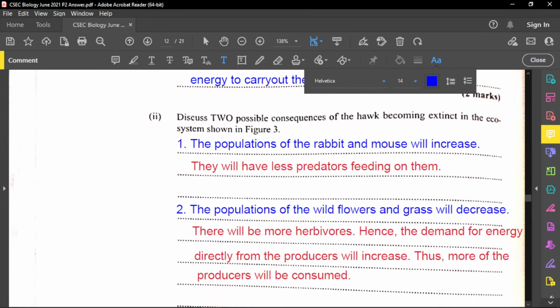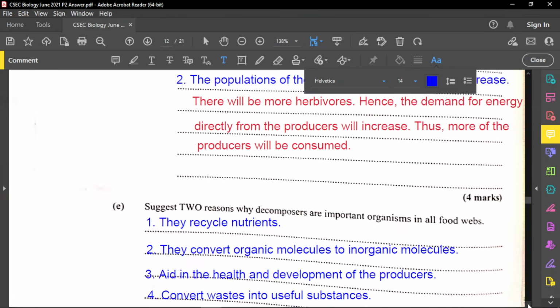And another thing here is that the population of the wildflowers and grass will decrease. And the reason for that is because if you have fewer auks and the population of rabbit and mouse increases, then there'll be more herbivores. And so if you have more herbivores, demand for energy directly from the producers will increase. Thus, more of the producers will be consumed. And so that's the reason why you have fewer producers. All right, so the one in red will be the explanation for the statement in blue.